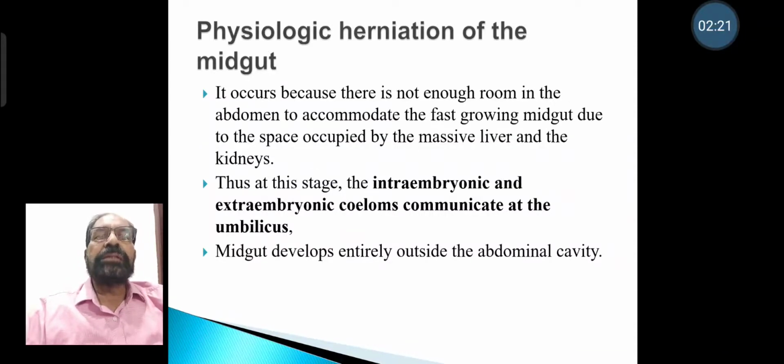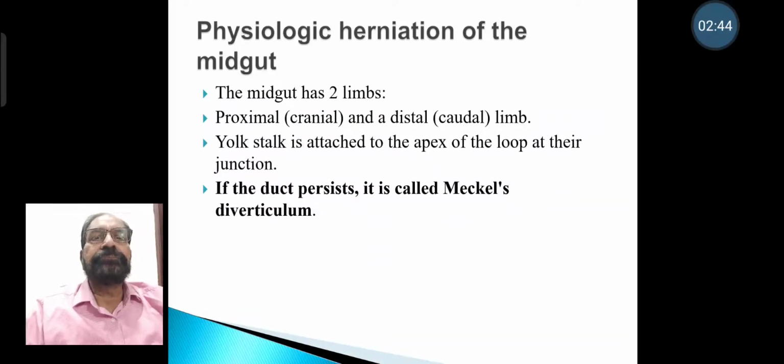It occurs because there is not enough room in the abdomen to accommodate the fast growing midgut due to the space occupied by the massive liver and the kidneys. Thus, at this stage, the intraembryonic and extraembryonic coeloms communicate at the umbilicus. Midgut develops entirely outside the abdominal cavity.